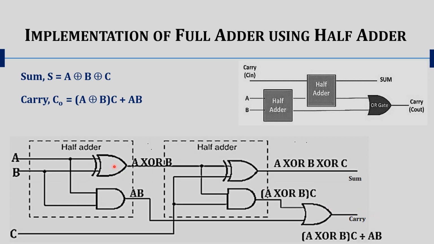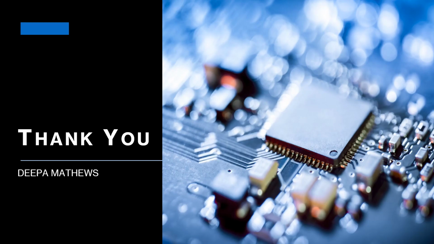So we can say that two half adders and an OR gate are used for implementing a full adder. We give A and B as the inputs to the first half adder, then C is given to the second half adder. The output sum is generated from the second half adder, and the carry out is generated from the OR gate. So in this video, we discussed the adder circuits. Thank you.